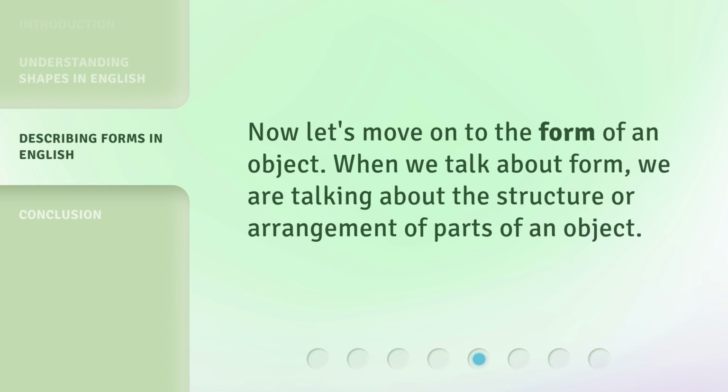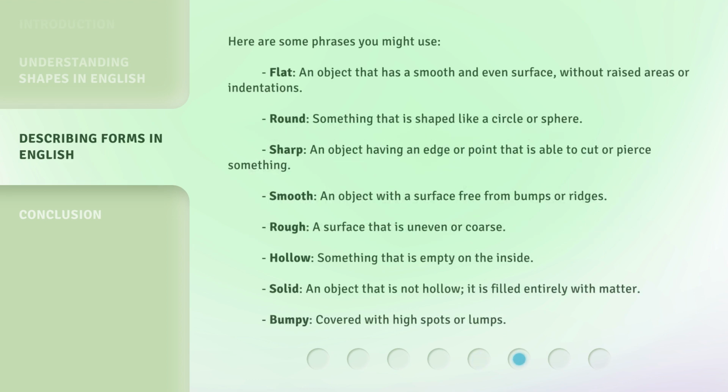Now let's move on to the form of an object. When we talk about form, we are talking about the structure or arrangement of parts of an object. Here are some phrases you might use. Flat: an object that has a smooth and even surface, without raised areas or indentations. Round: something that is shaped like a circle or sphere. Sharp: an object having an edge or point that is able to cut or pierce something.